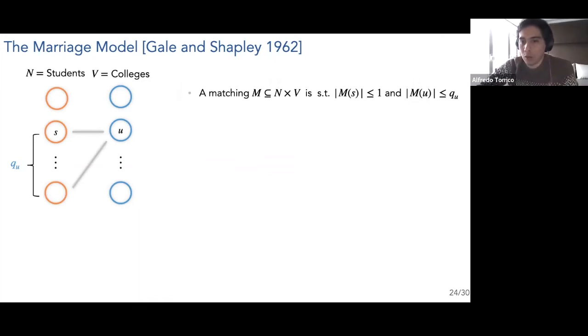Okay. So Gale and Shapley in 1962 proposed the following model. We have students on one side, and we have colleges on the other side. And a matching is going to be a subset of the edges between these two sides, such that each student is matched to at most one university, and each college u is matched to at most q_u students. But now students and colleges have preferences over each other. Each student ranks the colleges, and each college ranks the students. We're going to assume that the preferences are strict, meaning that there are no ties. And also they are complete, meaning that each student ranks all the colleges, and each college ranks all the students.